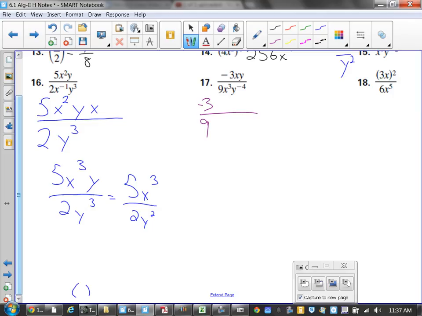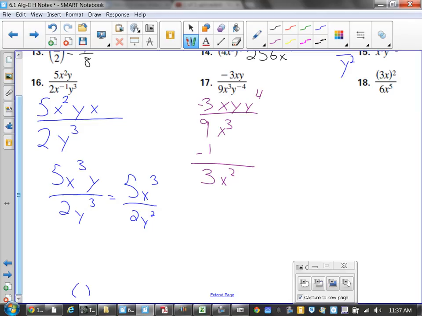Sometimes they're okay. I'm going to rewrite everything again with just positive exponents. Okay? Negative 3 over 9 is what? Negative 1/3. Good. x over x cubed. Good. And then y to the 4th.